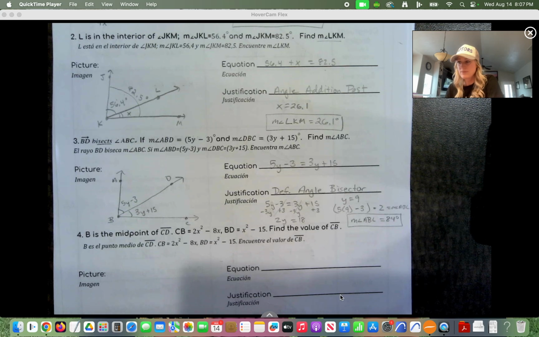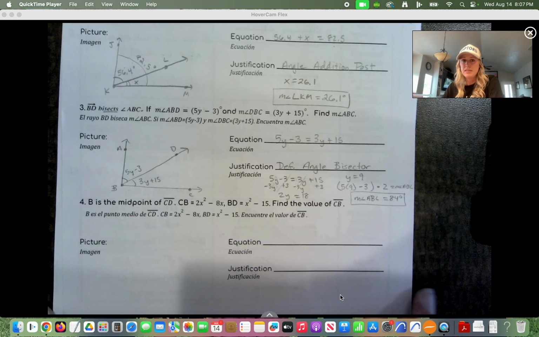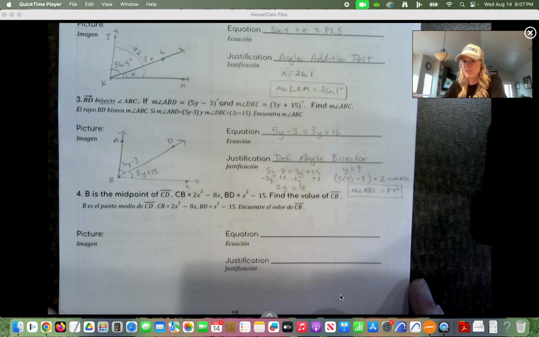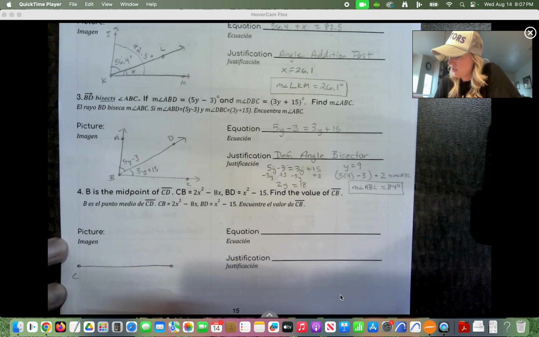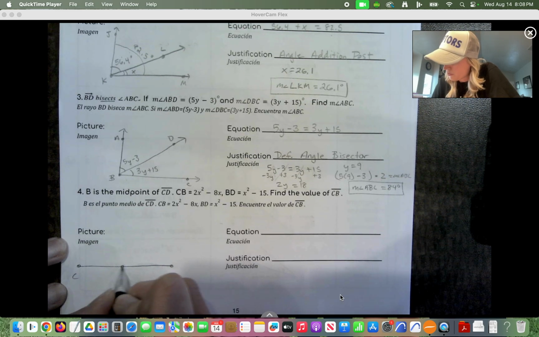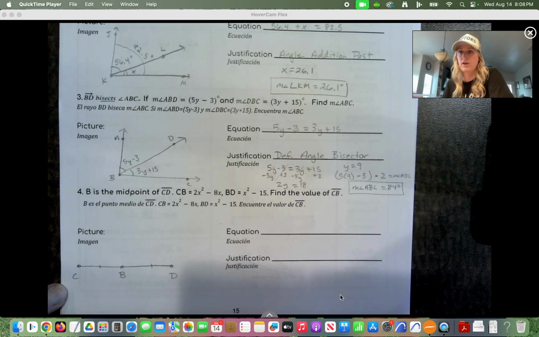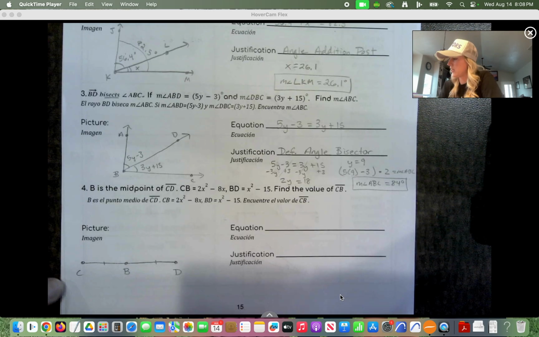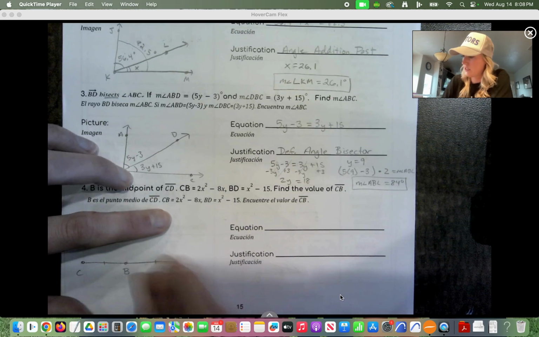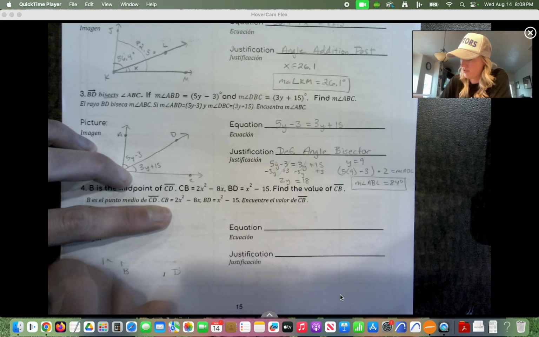Okay, last one here, guys. B is the midpoint of segment CD. Okay, so if we set that up as a picture, so we got segment CD. B is the midpoint, so we know that means exactly in the middle, and these two halves are congruent. Okay, CB, and actually, sorry guys, this one's gonna take me a hair more room, so I'm just gonna move this up just a little bit.